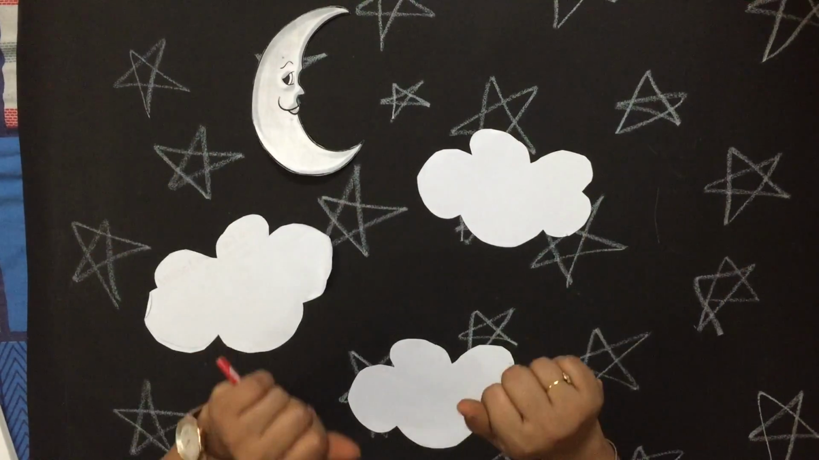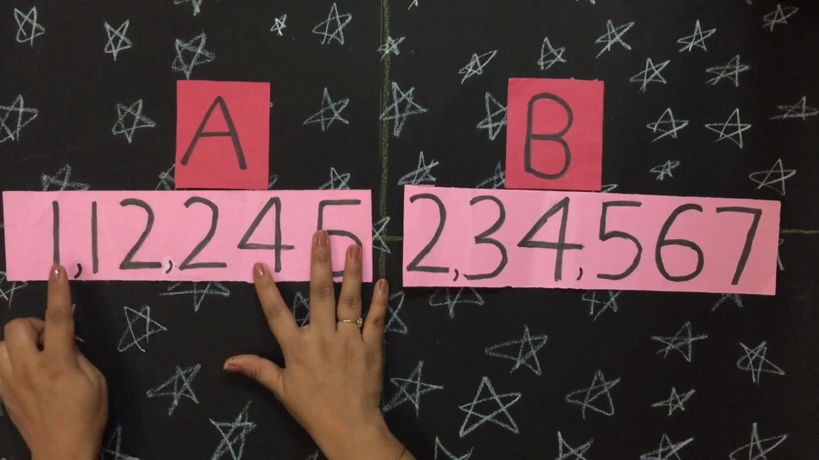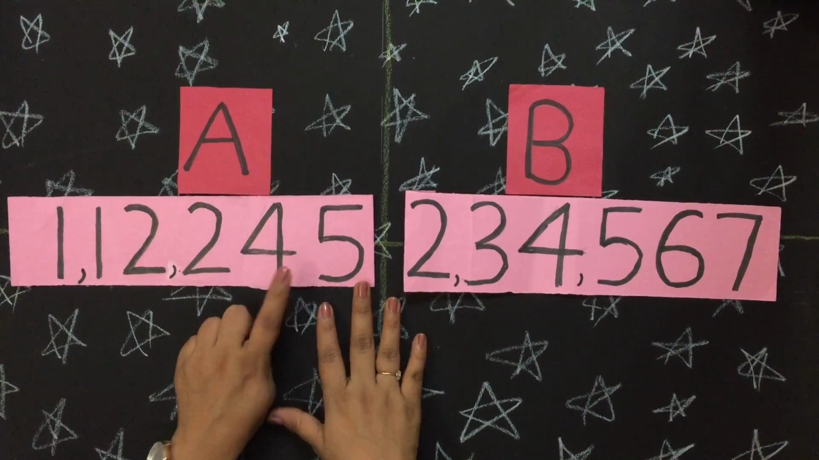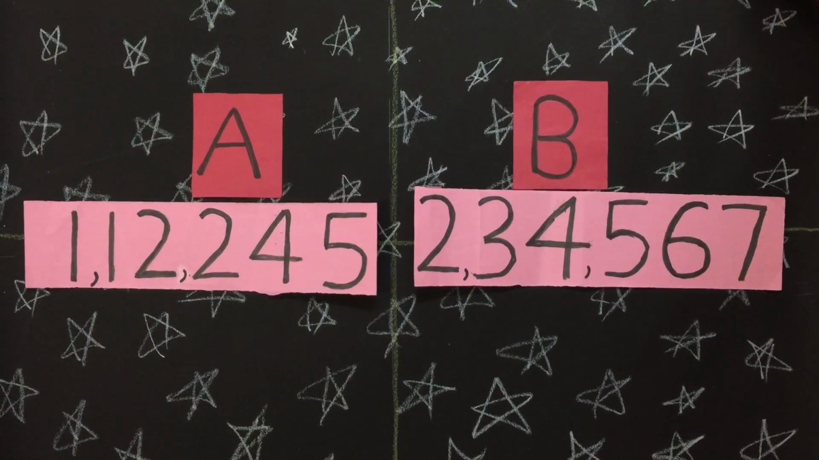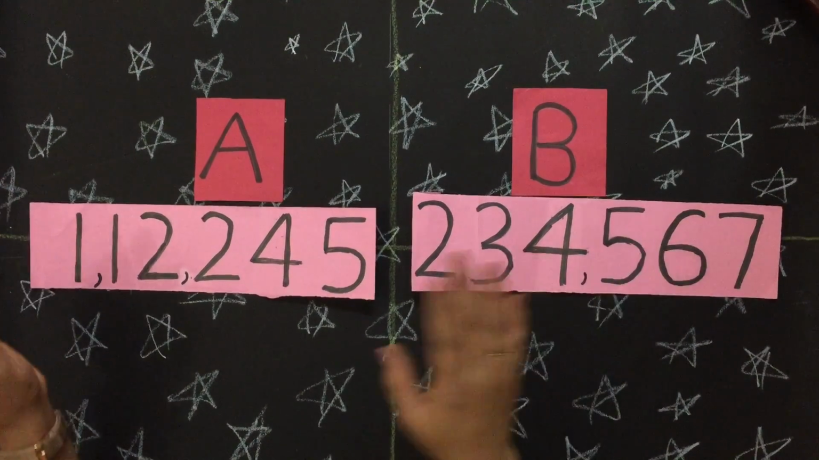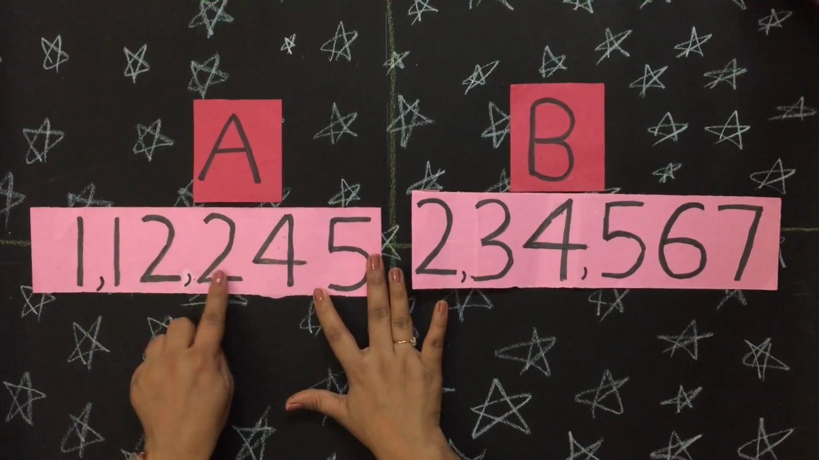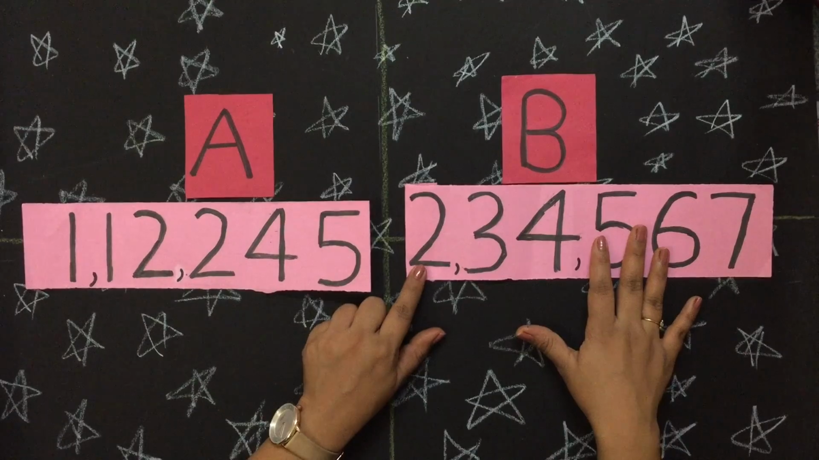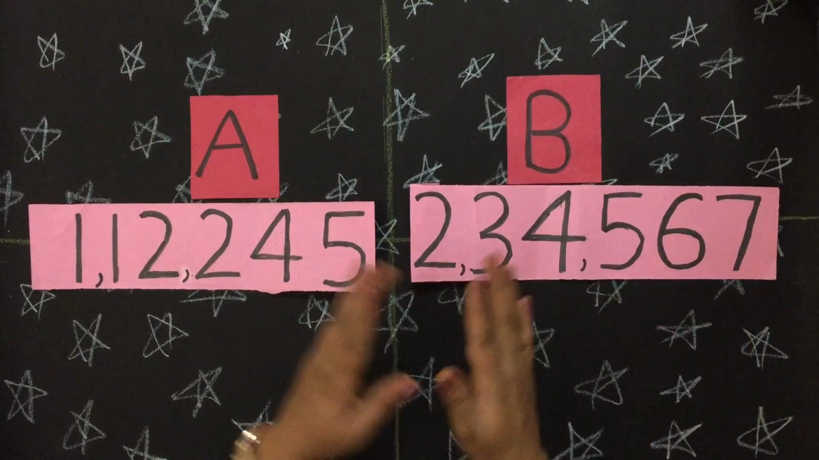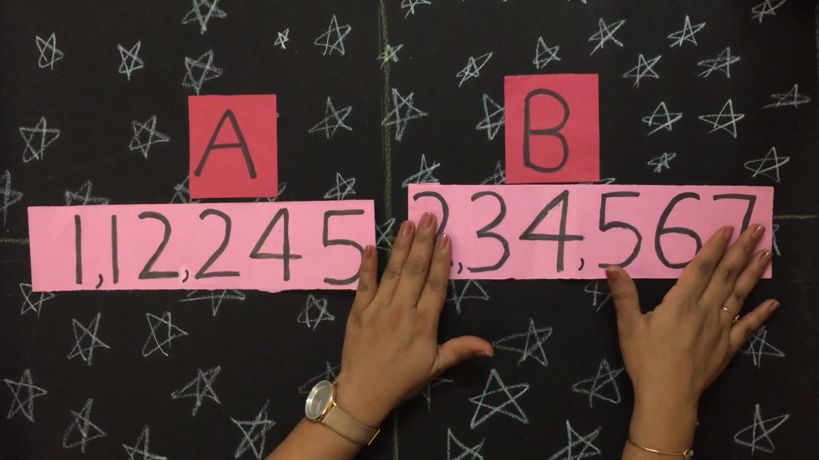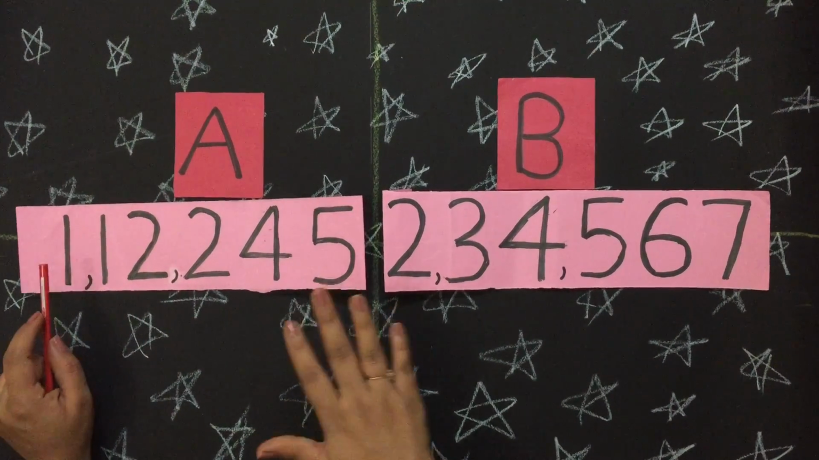Moon says, "It is very simple. I will tell you." As now we can see, the number of stars inside A is 1,12,245 and in the B side the number of stars are 2,34,567. Now let us see how to compare them. First, we have to count the number of digits in the first side, that is 1, 2, 3, 4, 5, 6. And now let us count the number of digits in B side, that is 1, 2, 3, 4, 5 and 6. As now we came to know that the number of digits in A side and B side are same.